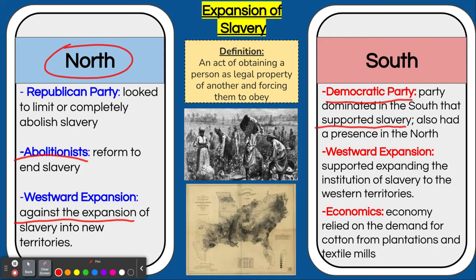Okay. And it also had some presence in the North. So it made things politically difficult for Republicans in the North. Westward expansion, they supported the idea of expanding slavery into the Western territories, which would allow it to grow across the United States. And the economy relied on the demand of cotton from plantations and textile mills. Okay, remember, textile mills were closely tied to the cotton plantations because that's what the cotton would turn into, cloth.